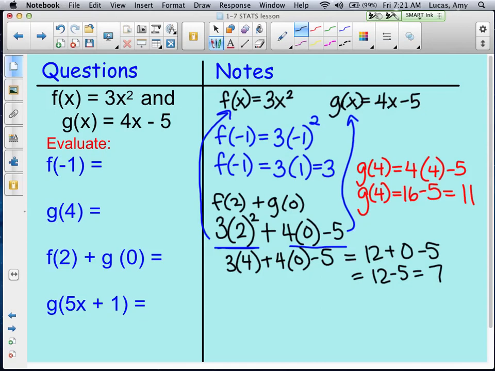So f of 2 plus g of 0 equals 7. So this was my final answer.